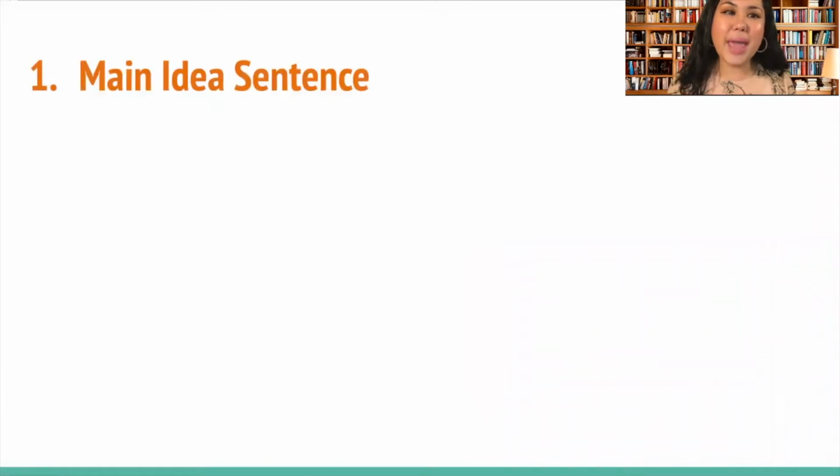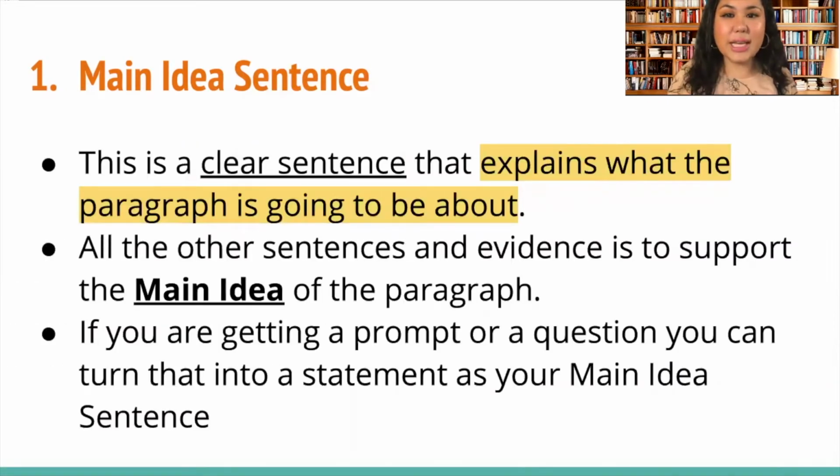First one, main idea sentence. This is the whole reason for your paragraph, okay? The main idea is what you're going to be explaining, okay? Everything else is to support your main idea. This is a clear sentence that explains what the paragraph is going to be about. The whole essay, the whole paragraph is about the main idea. Everything supports that. All other sentences and evidence are to support the main idea.